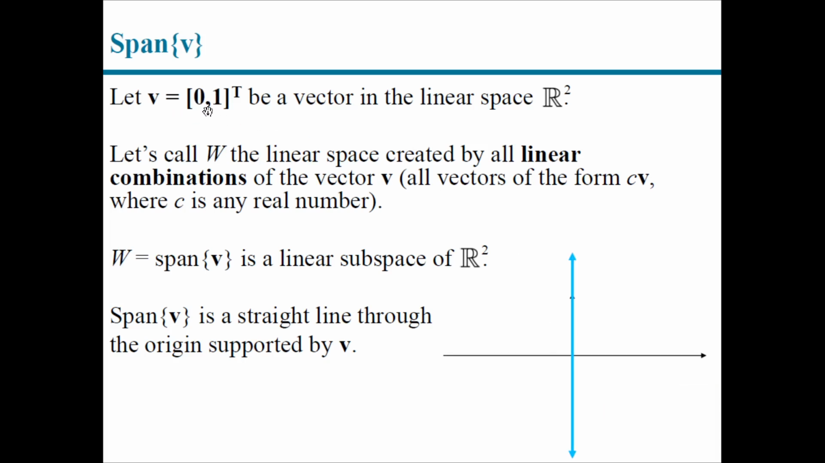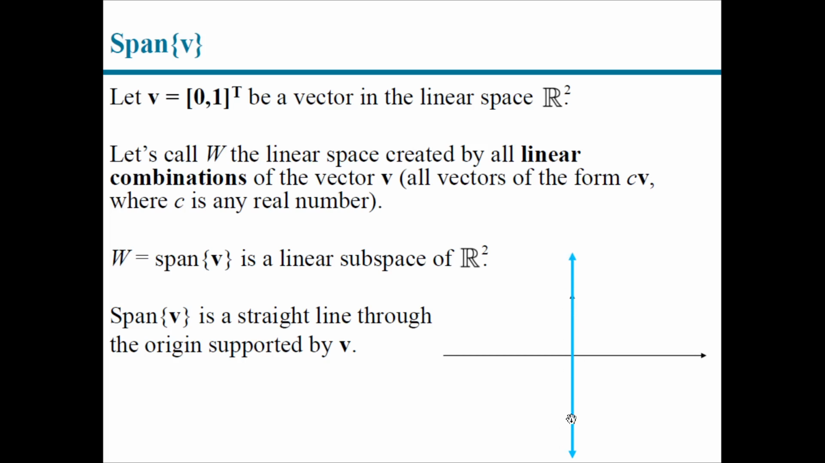Span of vector (0, 1), again in R2. What is it? It is a linear space created, or generated, or spanned by vector (0, 1). So that's a space created by all the linear combinations of vector (0, 1). What are those? This is just a scalar multiple of vector v, (0, 1). So it's a linear space. Again, it's a straight line that goes through 0.